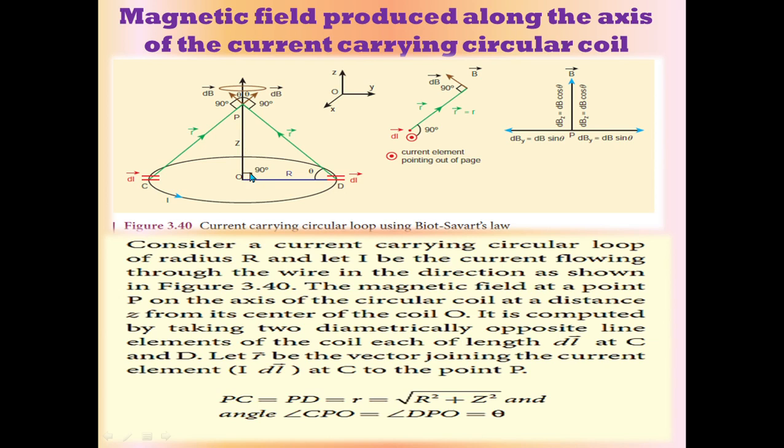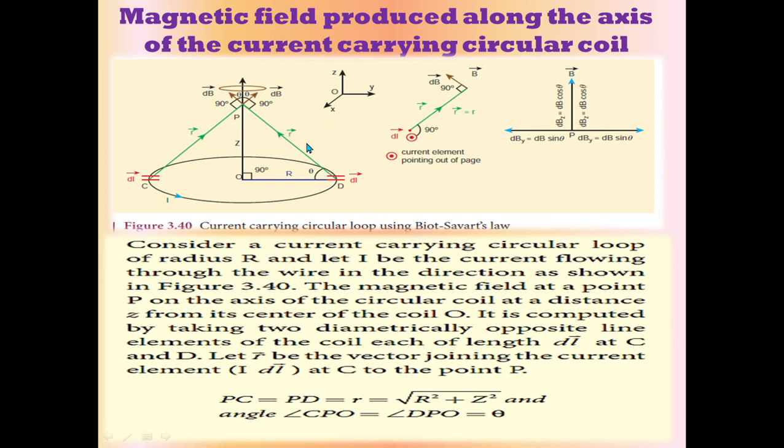It is computed by taking two diametrically opposite line elements of the coil, each of length dl vector, at C and at D. Let r vector be the vector joining the current element I dl vector at C to the point P. Then PC is equal to PD is equal to r.